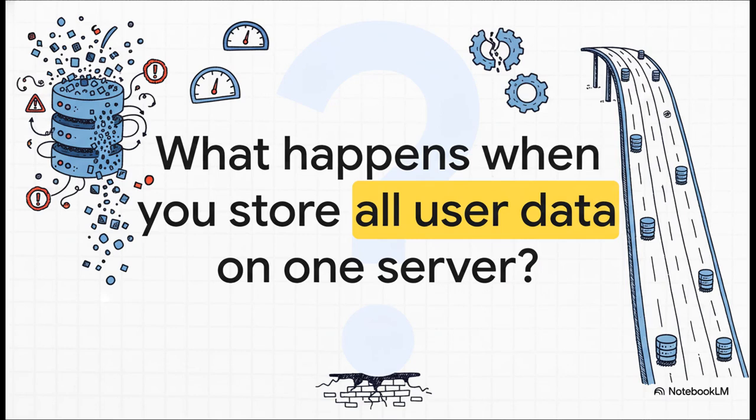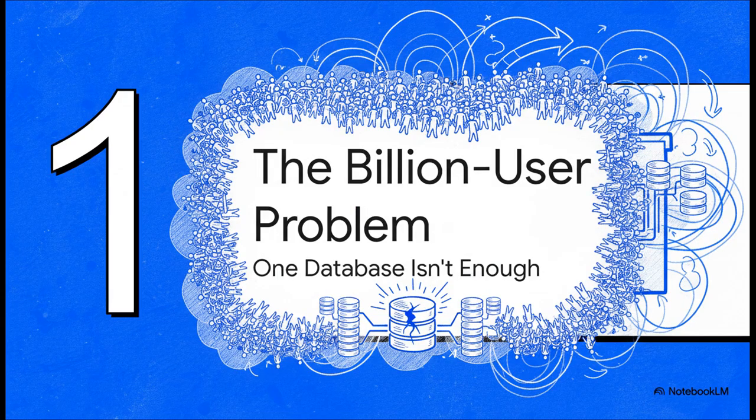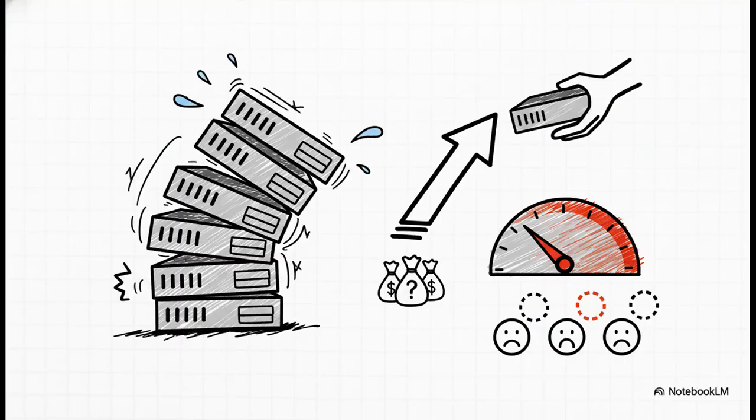And really, that's the fundamental challenge that every single growing application eventually faces. How do you manage this absolute mountain of data without everything just slowing down to a painful crawl? Right. This is what we call the billion user problem. It's that critical moment, that tipping point, where you finally realize one single database just can't handle the load anymore.